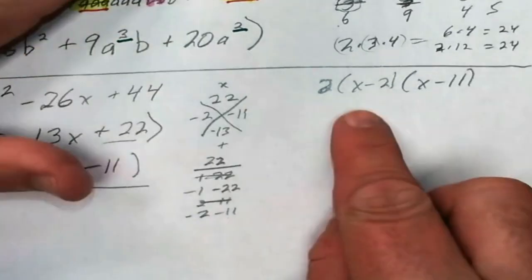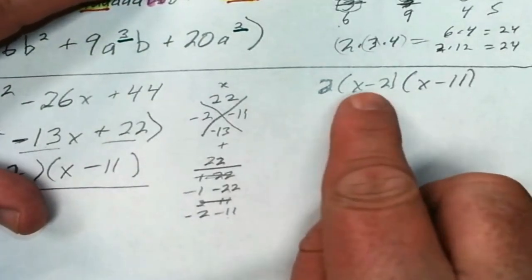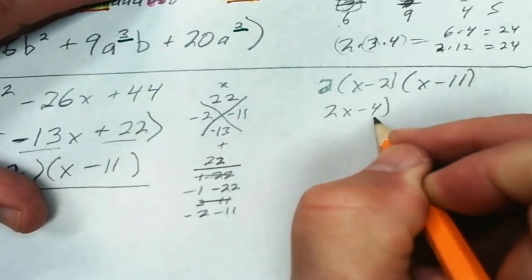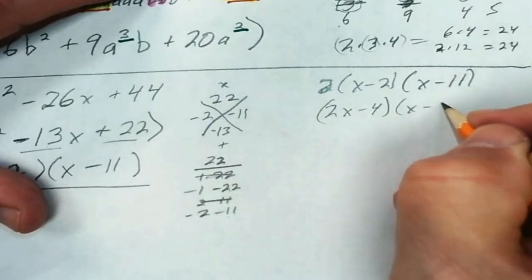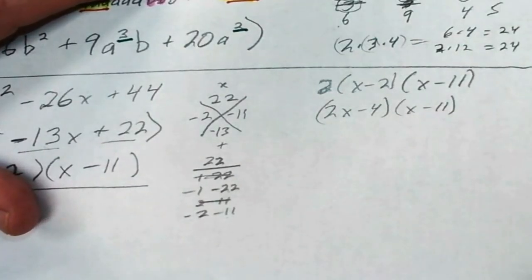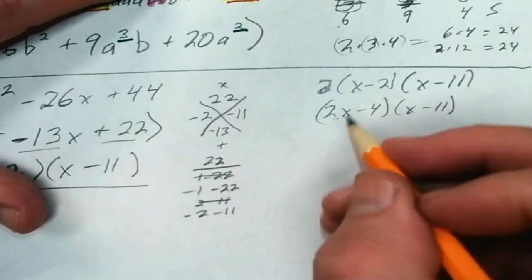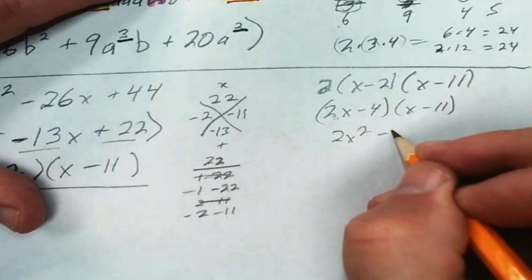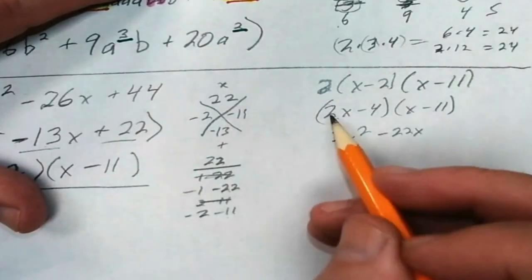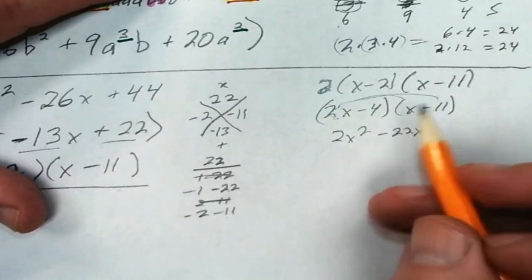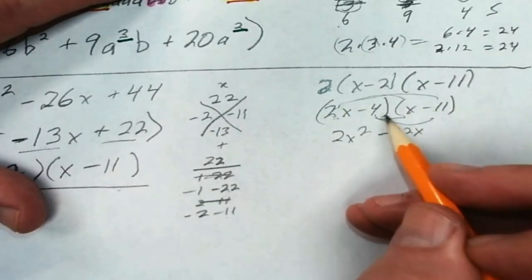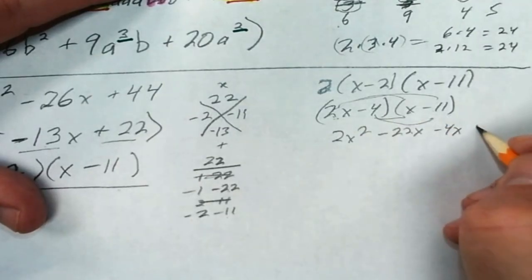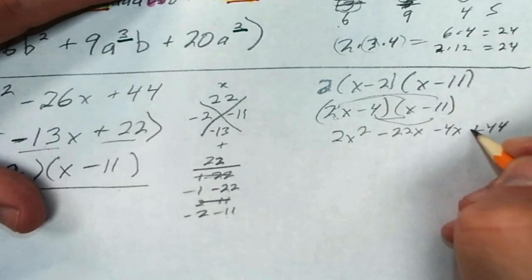So I'm going to multiply the simplest thing first. I'm just going to take the 2 and multiply it times the first term. So that's 2x minus 4. And then we'll multiply that times x minus 11. 2x times x is 2x squared. 2x times negative 11 is negative 22x. So that's distributing the first term. Now let's distribute the second term. Negative 4 times x is negative 4x. Negative 4 times negative 11 is plus 44.